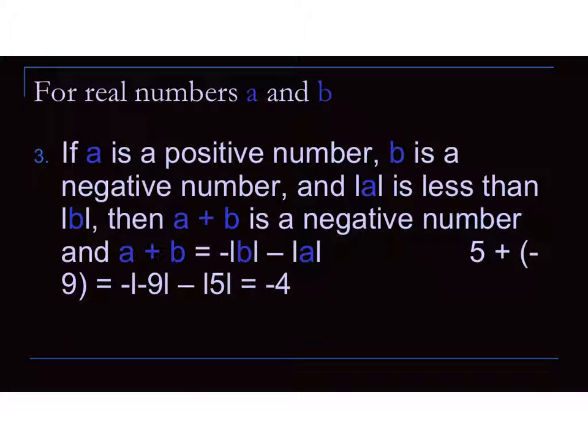So, we've got if A is a positive number and B is a negative number. Now, this is the one I just showed you in that second example. So, in this case, if one is positive and one is negative, and there are more negatives, then the answer will end up negative. So, here, now yours should look better than mine. This is 5 plus negative 9.